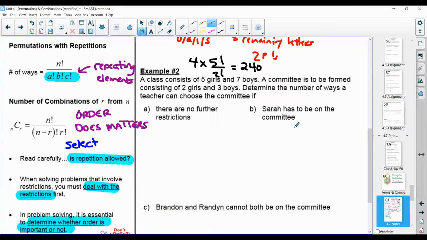Now the next question here, it says a class consists of 5 girls and 7 boys, and a committee is to be formed consisting of 2 girls and 3 boys. Determine the number of ways a teacher can choose the committee. Another way to say choose is select, and we're dealing with a committee, not an executive committee, but just a committee. So this one, order does not matter.